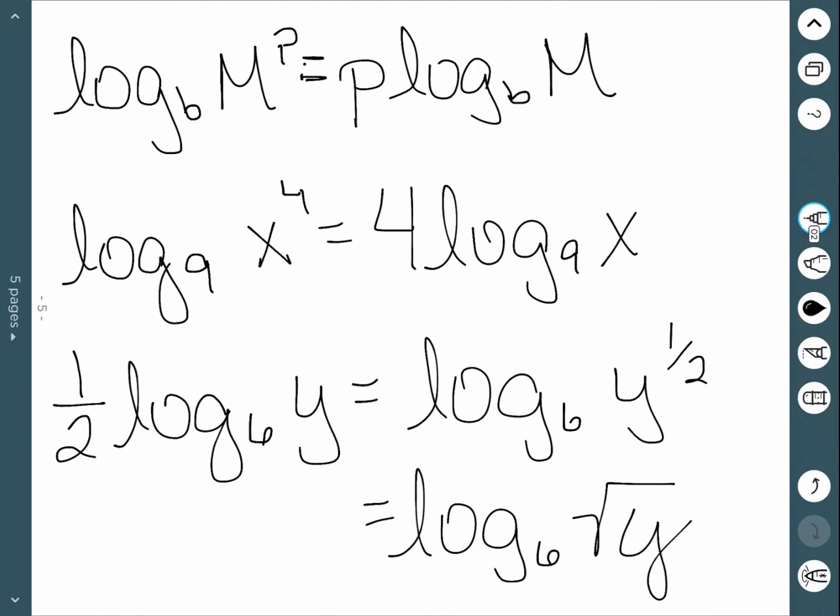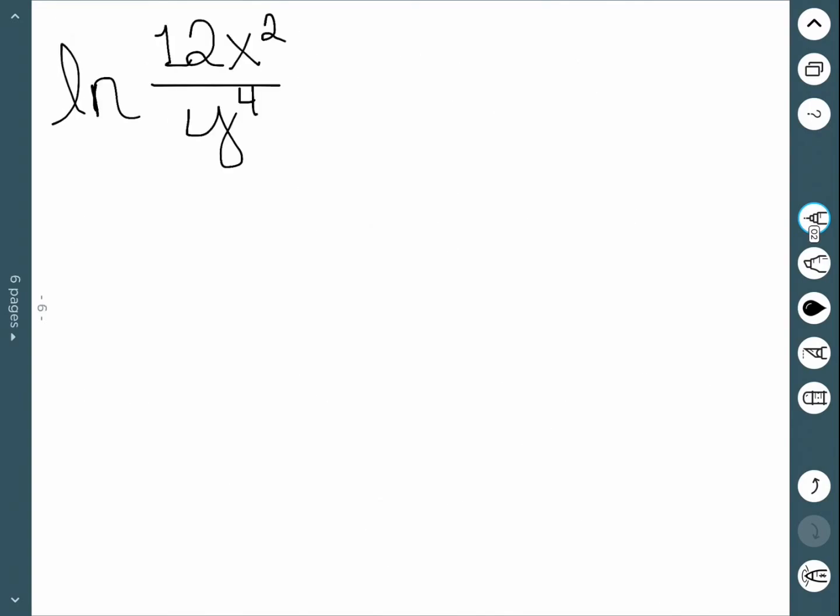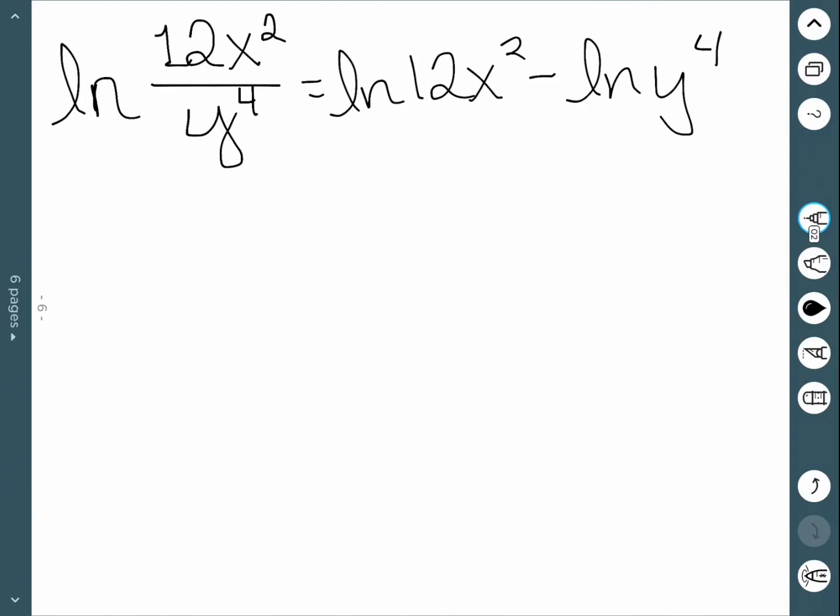So now that we have our three properties, let's look at a more complicated example that would actually combine all of these. Here I have ln of 12x squared over y to the 4th. So here the first property we're going to do is we want to get rid of that division sign. So we'll have the top minus the bottom, ln of the top minus ln of the bottom.